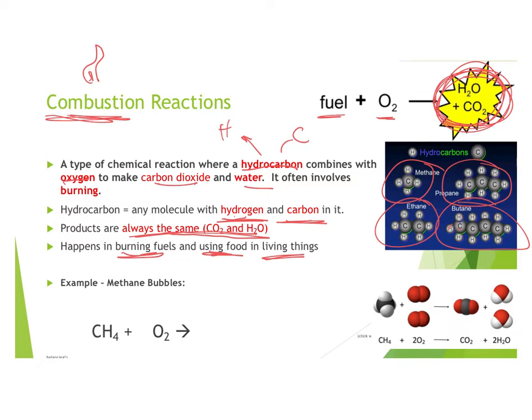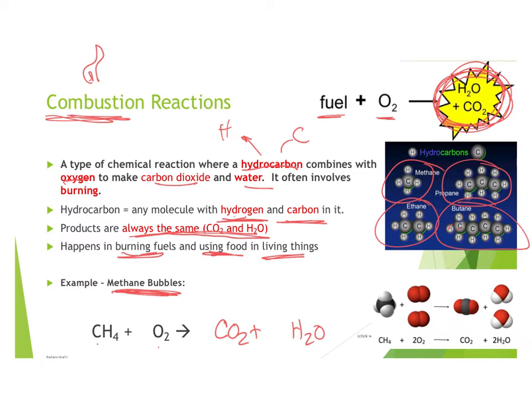We're going to do a few examples of a combustion reaction. The very first one is burning methane. Hopefully we should have a video for you of methane bubbles being produced. So CH4 is methane, O2 is oxygen, so hydrocarbon and oxygen. As we said, the products are always the same: carbon dioxide plus water. So we end up with this reaction equation.